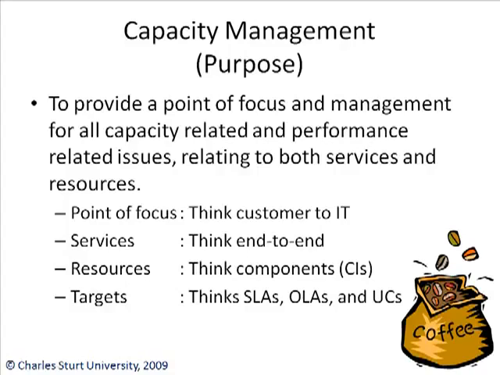So end-to-end delivery: desktop over network to server and back to desktop. Resources: we've got a desktop, we've got a bridge or a router, and we've got a server and an application. They're the individual components that allow you to deliver an end-to-end service. Targets, think service level agreements, operational level agreements, and underpinning contracts. These will all contain targets you should be aiming for, the so-called service targets.